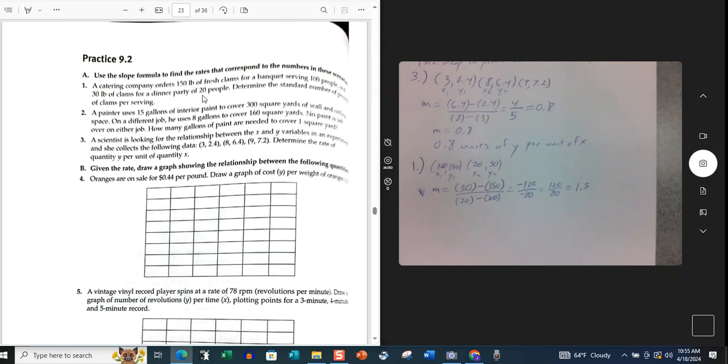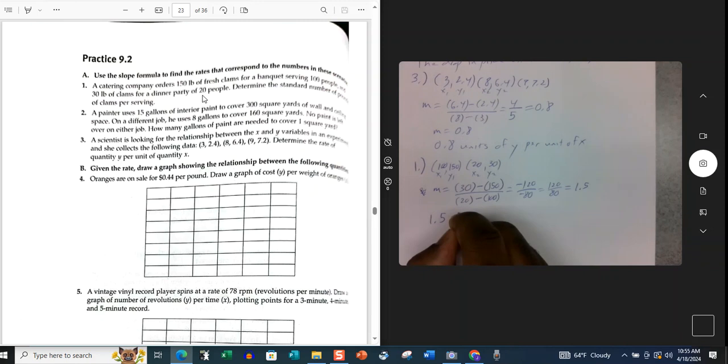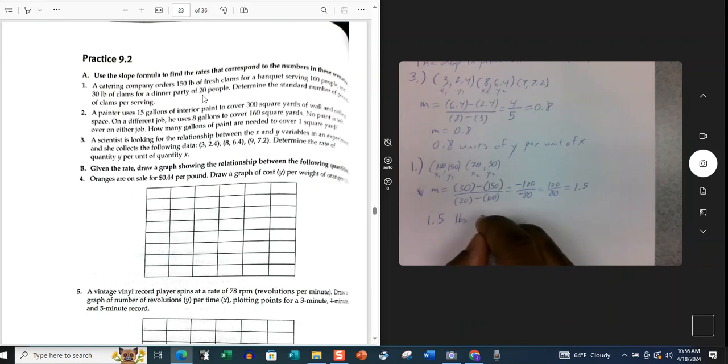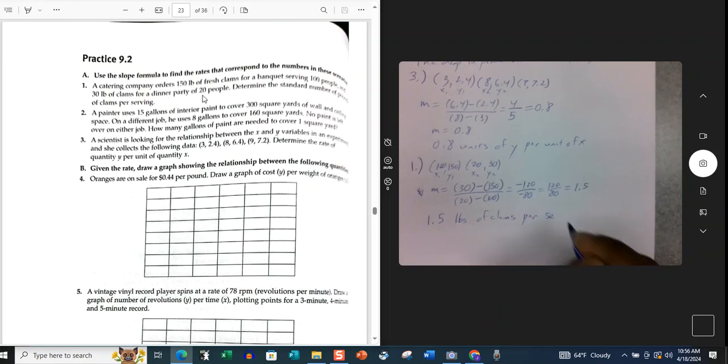Okay, so with that being said, we would do this here. We would say it's 1.5 pounds. Now we could spell out the word pounds, or we could just write the LBS. It's 1.5 pounds of clams per serving. And that is your final answer. Now we go here to problem number 2.